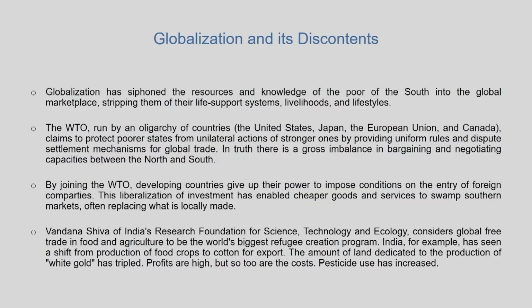Scholars such as Vandana Shiva of India's Research Foundation for Science, Technology and Ecology also talk about how globalization, through its use in agriculture of genetically modified seeds, has led to a shift in cropping patterns, and has also led to the biggest refugee creation program. There has been a massive shift in production systems from primary products to production of cash crops in different countries across the world. Profits of these genetically modified crops are high, but at the same time the costs are high, fertilizer use is high, pesticide use is high.